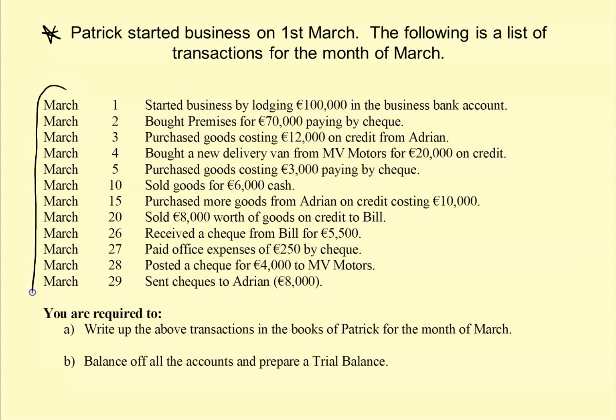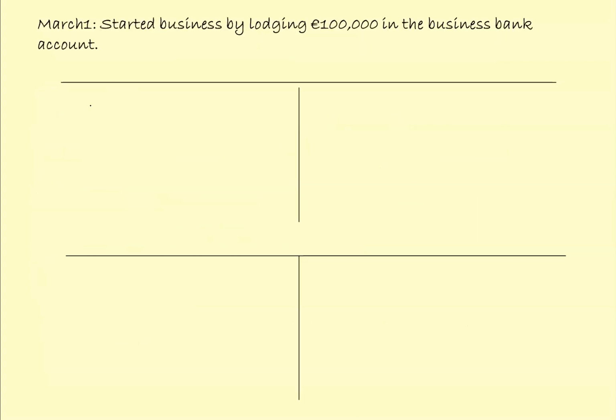So these are the transactions that we're going to record, and what we're specifically asked to do is A, write up the above transactions in the books of Patrick for the month of March. So we're going to write into the ledger accounts, and then B, balance off the accounts and prepare a trial balance. So we'll go through these transactions one by one, starting off with March the 1st.